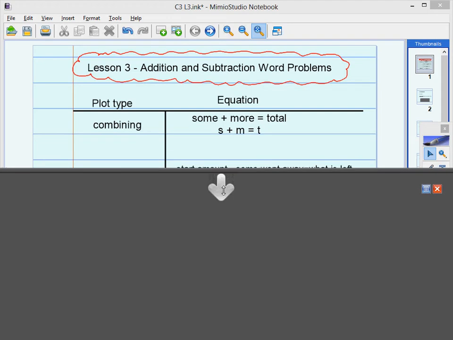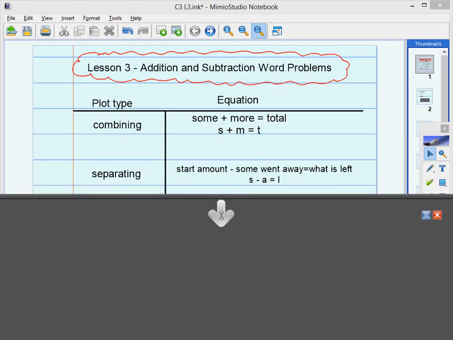The next plot type is separating. If you're separating something, you start with an amount, and then you subtract whatever went away. And then what you have, the difference, would be what's left. So you have S minus A equals L. Again, those can be anything that you want them to be.